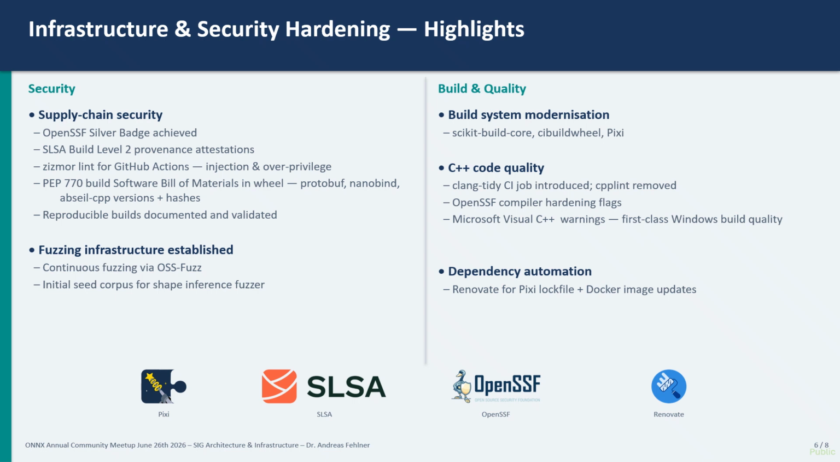We also set up continuous fuzzing, an automatic technique that feeds unexpected and random inputs to our code to uncover crashes and edge cases before they reach users. On the build quality side, we modernized our build system using scikit-build-core and cibuildwheel. For C++ code quality, we introduced the clang-tidy CI job and added OpenSSF compiler hardening flags. We also made Windows a first-class build target by treating Microsoft Visual C++ warnings as errors.